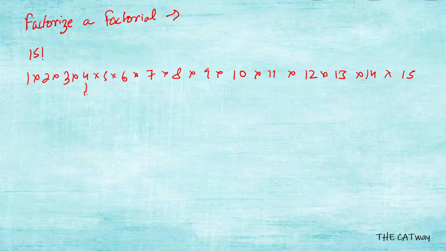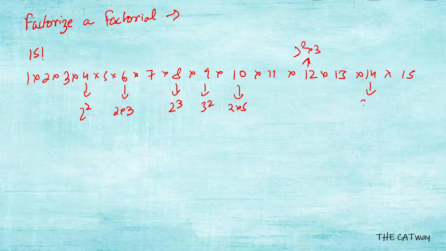Now write 4 as 2 square, 6 as 2 into 3, 8 as 2 cube, 9 as 3 square, 10 as 2 into 5, 12 as 2 square into 3, 14 as 2 into 7, and 15 as 3 into 5. Okay, now count how many 2's do we have.